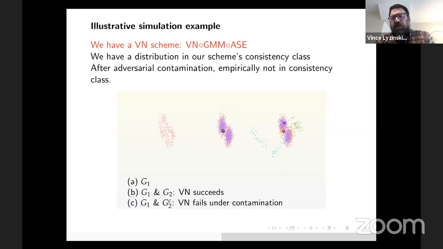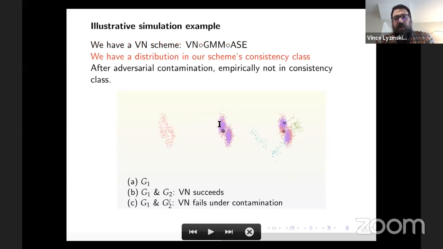And this is a very simple scheme, and it's simple because we wanted to try to understand it from a theoretical perspective, but it's actually useful enough that it has proven itself useful in a number of complicated real data applications. So this shows the embedding of the two networks under a specific model. We have a distribution in our scheme's consistency class. That's this picture where the thing that you're looking for and the thing that you have are very close to each other. After the adversarial contamination, the thing that you're looking for and the training data that you have are no longer close together.